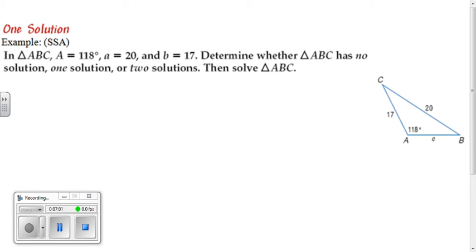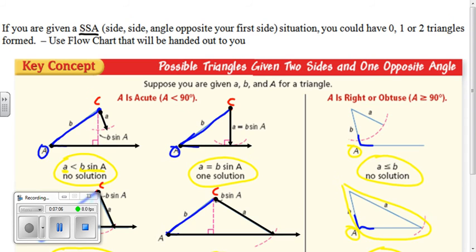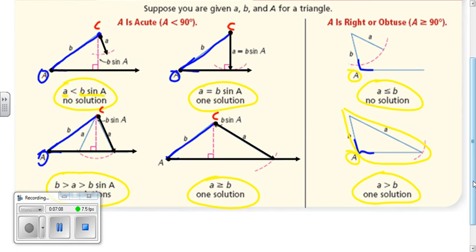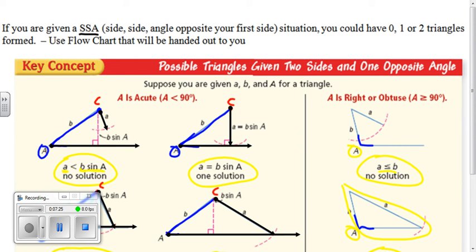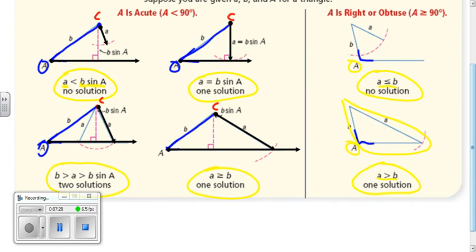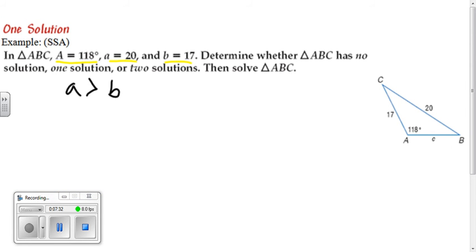Now, in this case, A is obtuse. It is greater than 90 degrees. So, going back to our form here, if A is obtuse, we need to determine how little a corresponds to little b. a is 20, b is 17, so we can say that a is greater than b, which in this case, a being greater than b means there is one solution. So we come back here and we determine one solution.